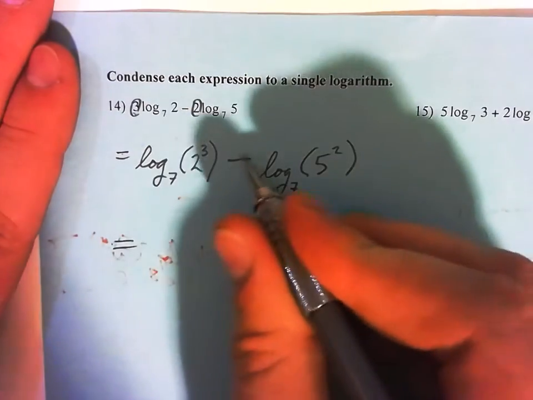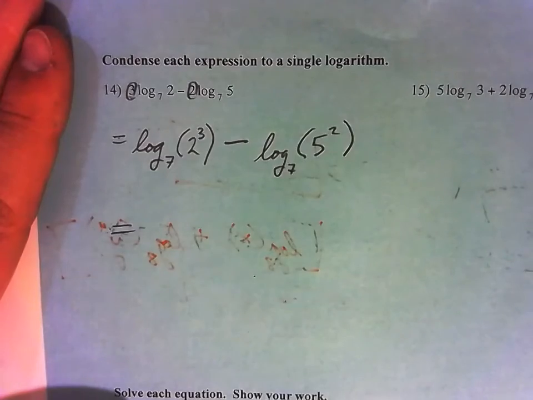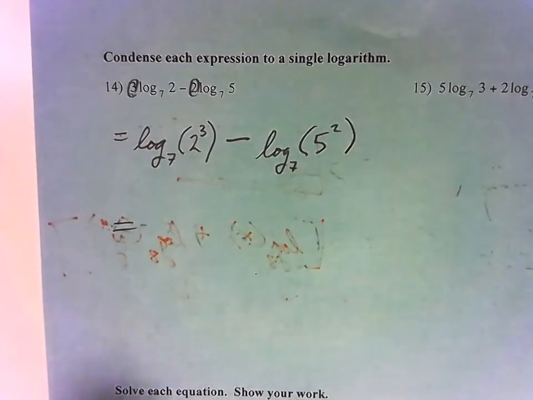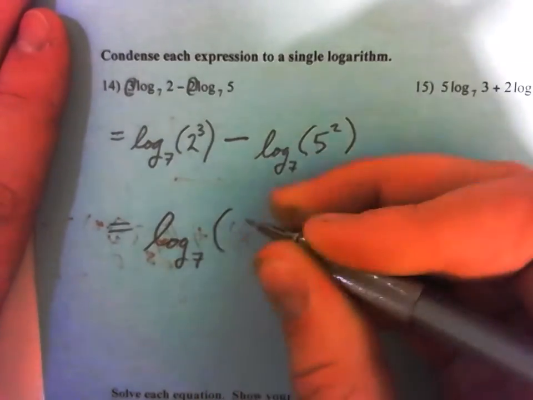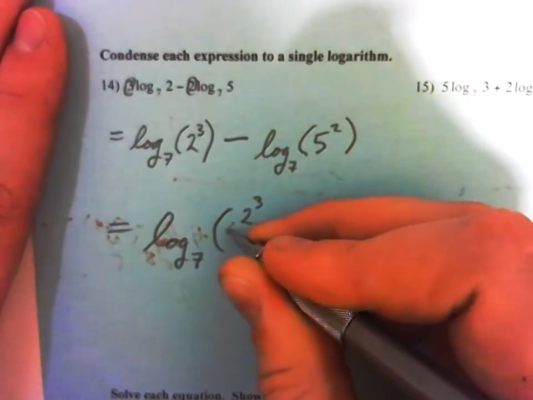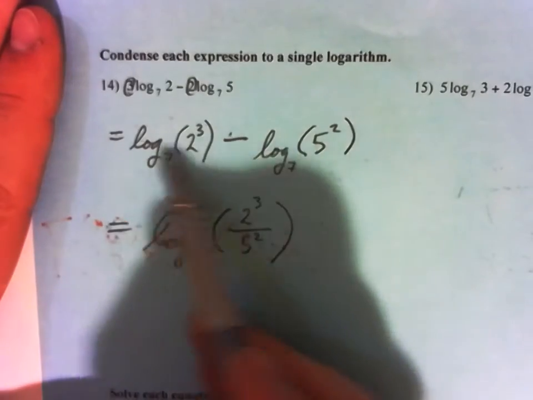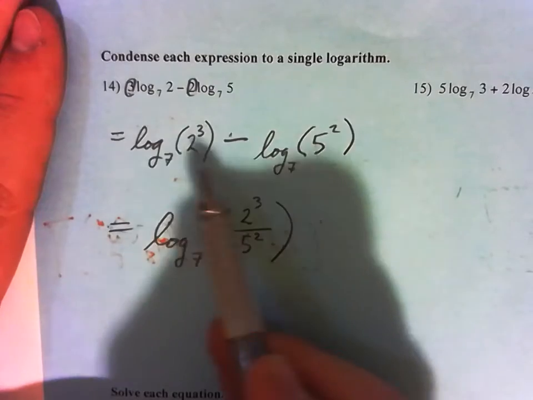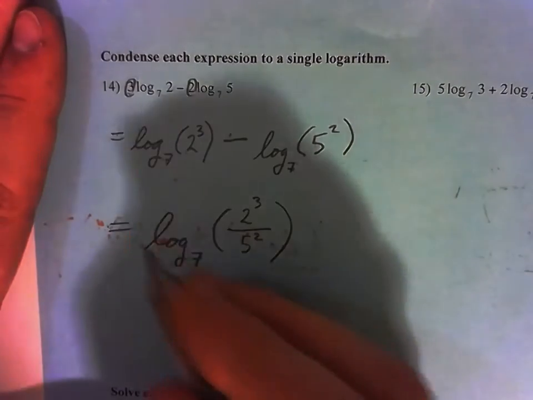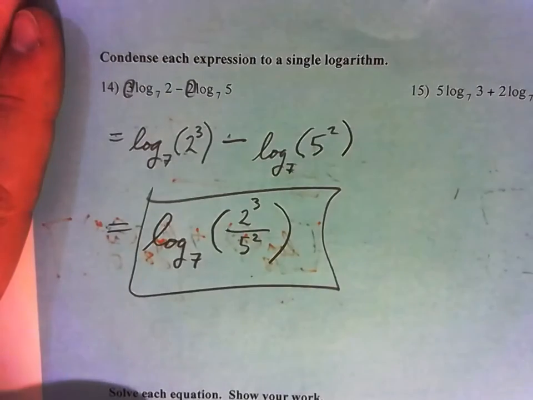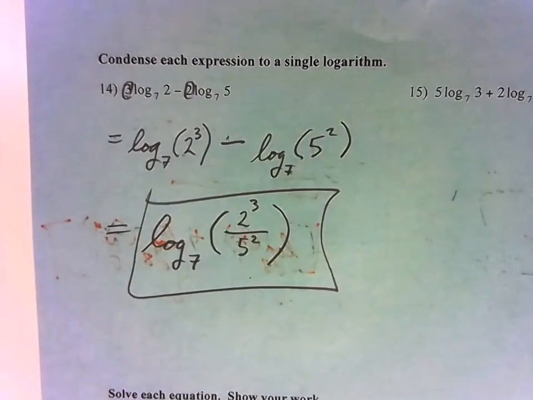And subtraction, how could we condense subtraction? And you're right as usual. It's going to be 2 to the 3rd over 5 squared. Subtraction with 2 separate logs of the same base, of course, will become division within a single logarithm. Everything's inside that one single log, so we're good.